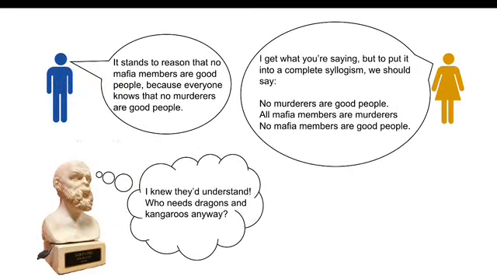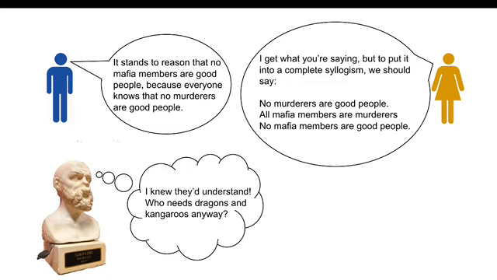And a little fellow in blue stands up and he says, it stands to reason that no mafia members are good people because everyone knows that no murderers are good people. And a girl in gold says, I get what you're saying, but to put it into a complete syllogism, we should say, no murderers are good people. All mafia members are murderers. Therefore, no mafia members are good people.